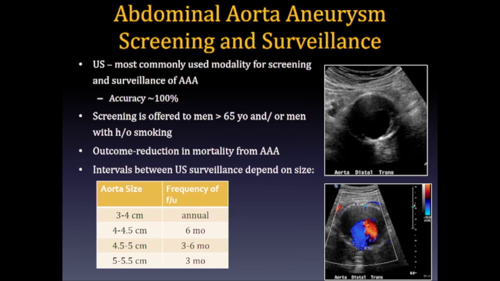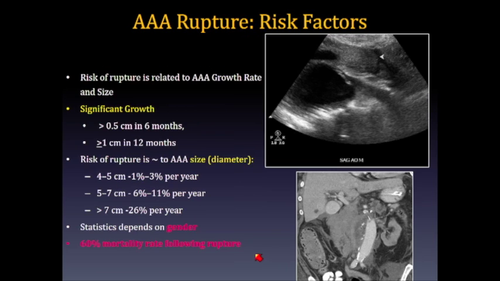Special intervals between ultrasound surveillance were developed, and it's dependent on size. So annually, you would screen or do the surveillance for somebody who has an aneurysm of 3 to 4 centimeters. Every 6 months if it's a 4 to 4.5 centimeter aneurysm, and every 3 to 6 months if it's an aneurysm of 4.5 to 5 centimeters. And then you're thinking about either again doing the surveillance, or you send the patient for elective surgery.